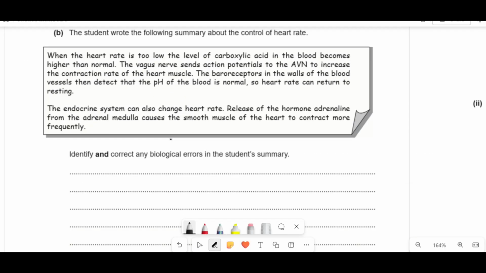Cool. So the student wrote the following summary about the control of heart rate. When the heart rate is too low, the level of carboxylic acid in the blood becomes higher than normal. The vagus nerve sends action potentials to the AVN to increase the contraction rate of the heart muscle. The baroreceptors in the walls of the blood vessels then detect that, and if it is normal, heart rate returns to resting. The endocrine system also changes the heart rate, releasing the hormone adrenaline from the adrenal medulla, which causes smooth muscle heart. That makes me feel sick.